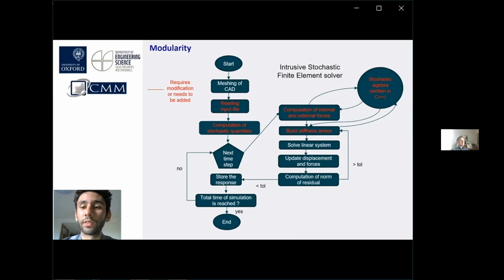To do so, it is required to code a stochastic algebra that can be plugged into an already existing finite element solver. This finite element solver can be modified in a modular way in order to solve for stochastic finite element problems. Indeed, the preprocessing part of the solver has to be modified, and also the computation of internal, external forces and the stiffness tensor as well.